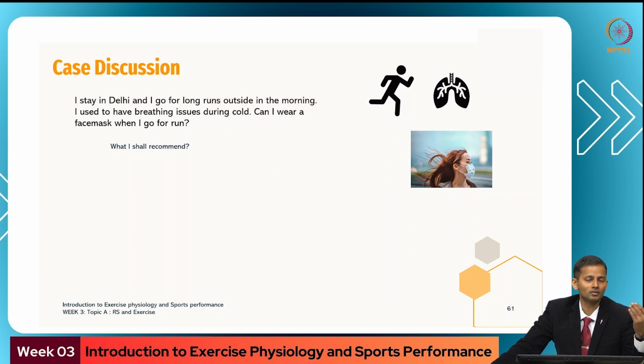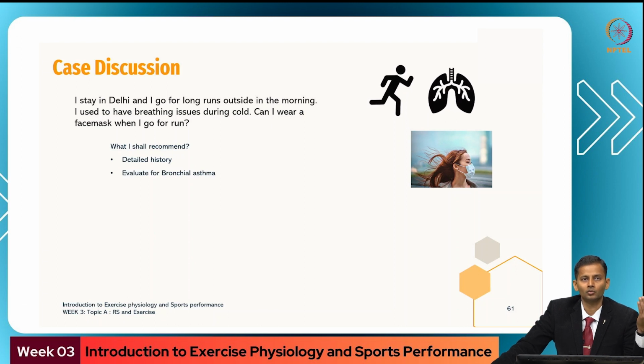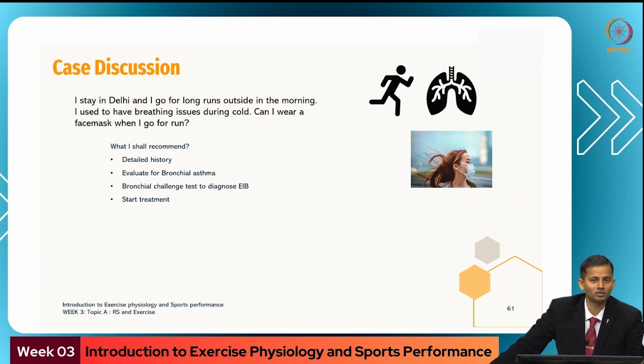In this case, if you ask me as a sports physician what I shall recommend, I would need a further detailed history. With this kind of information, I will not be able to completely give a good recommendation. It's important that you get more information relevant to the respiratory system. We'll have to evaluate the individual. I would evaluate for bronchial asthma as a baseline condition, thereafter go ahead to diagnose exercise induced bronchoconstriction, and start treatment so that the symptoms would resolve if they were positive.